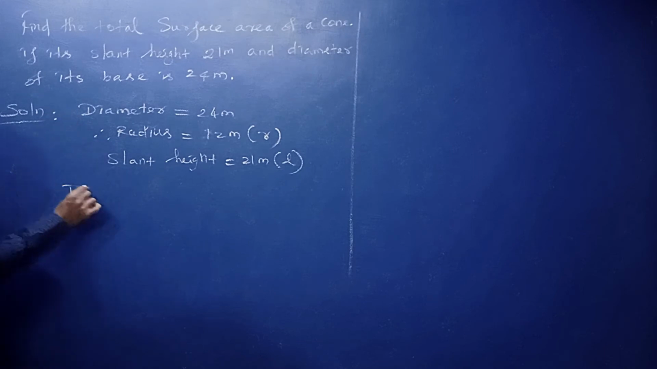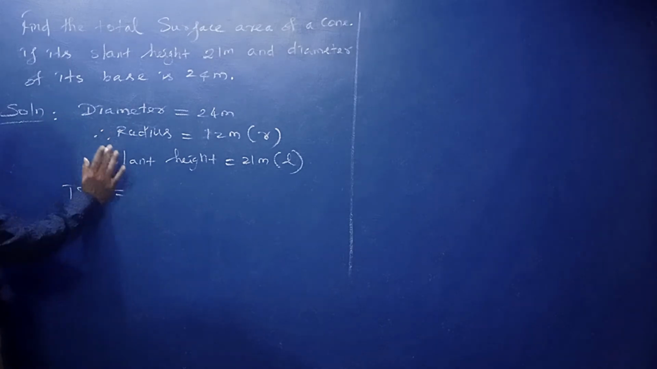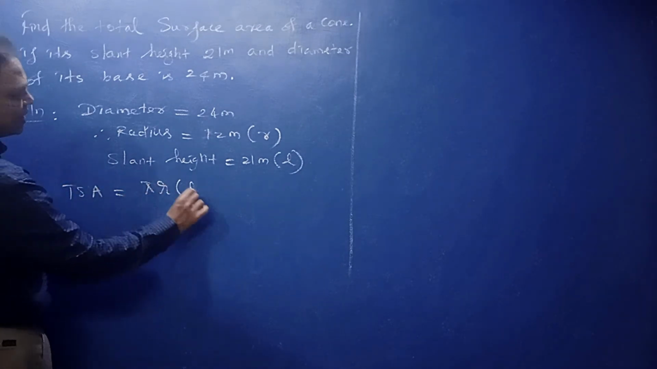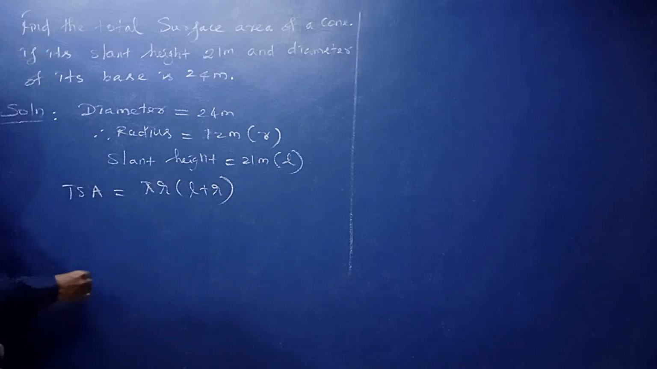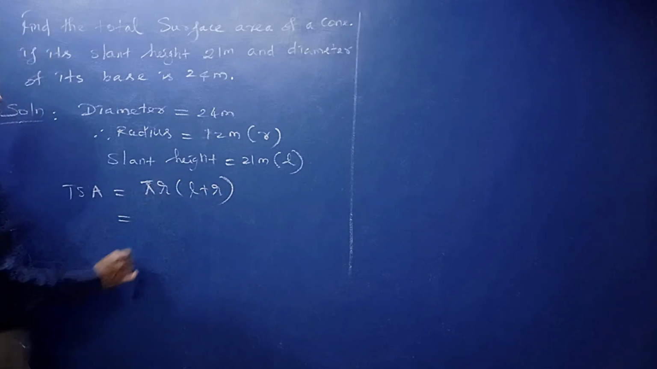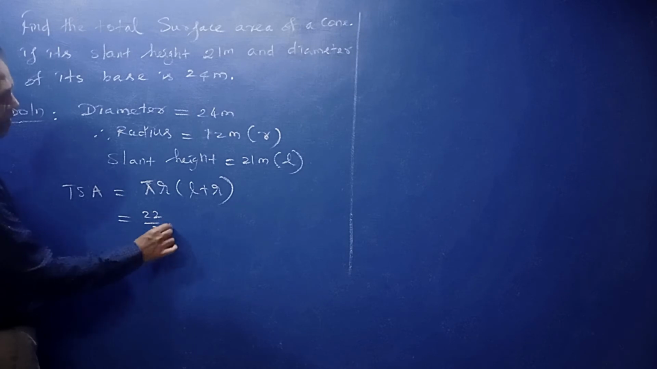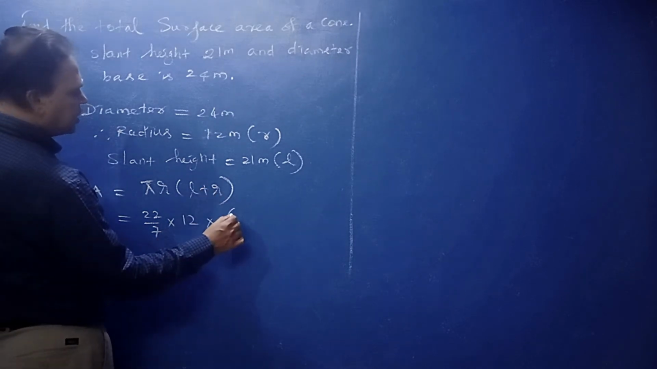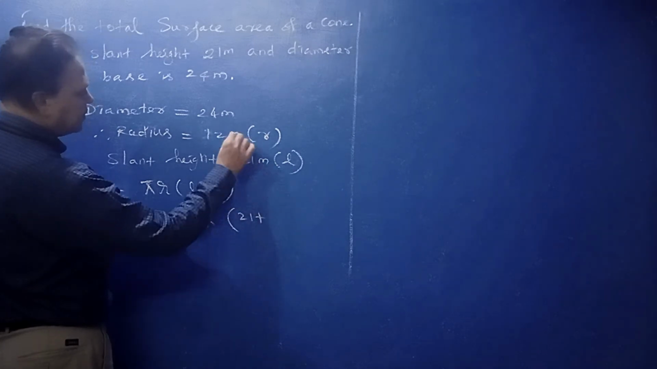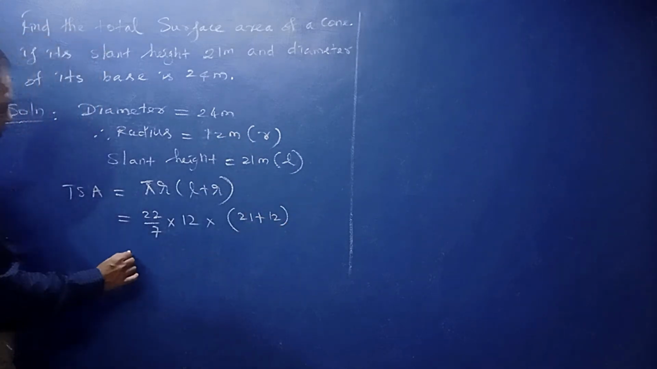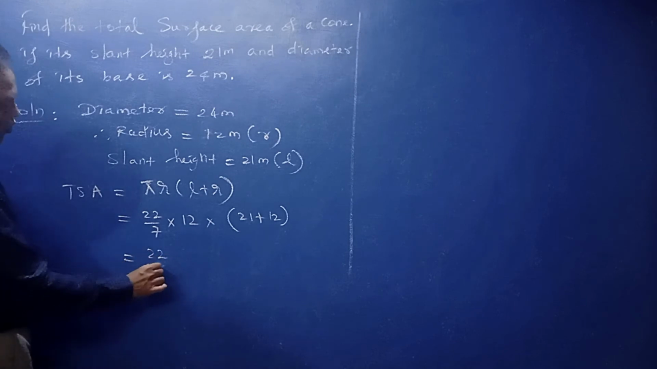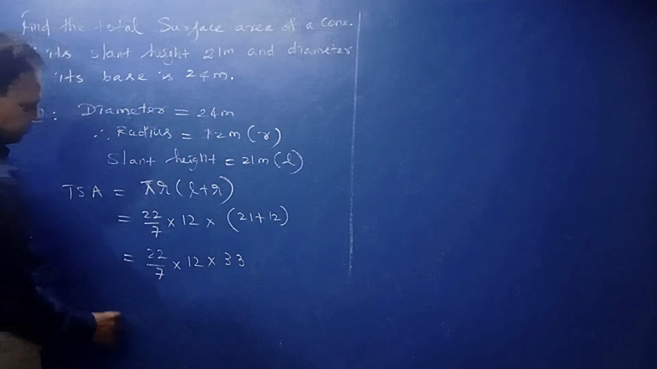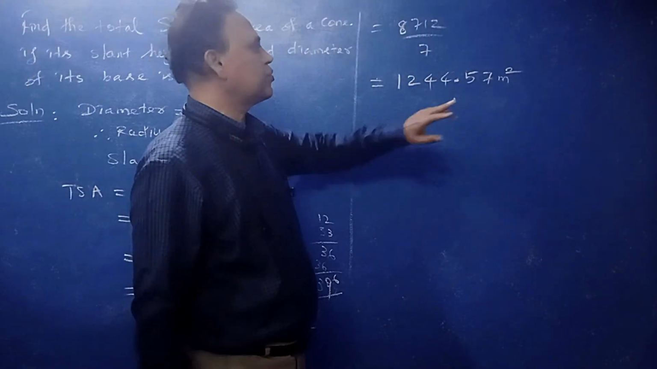Now the total surface area, TSA of a cone, is pi r into (L plus r). Pi is 22 by 7, r is 12, L is 21 plus again this 12. So 22 by 7 into 12 into 33. When you divide, you get this much meter square.